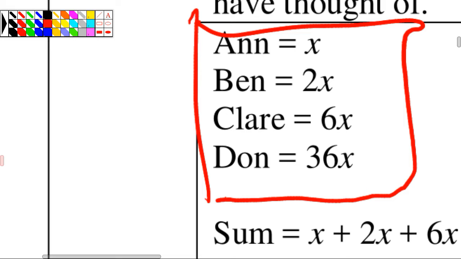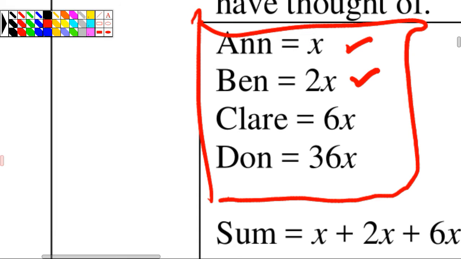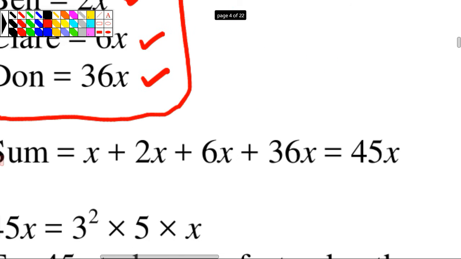But how do I know it's x? Because they already say think of x. So the first one should be automatic. The second one makes sense or not? Ben doubles. So the second one makes sense. Clara triples. So this is understood, right? Triple times 3. Then the next one, multiply the number by 6. So everything makes sense. Then from there, the sum of the 4 numbers is a perfect cube. What does it mean? The sum of the numbers is 45x.